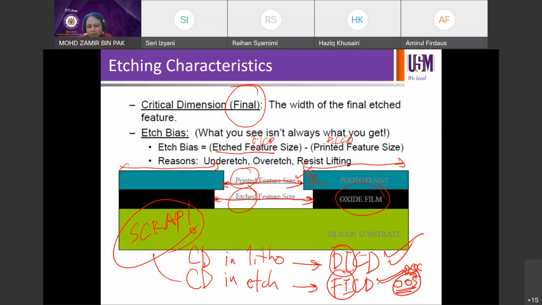Okay, there will be some bias, but you want to minimize the bias. There will be some bias due to many factors: under etch, over etch, resist lifting, or a non-uniform process or non-repeatable process. Hari ni dia etch 10 nano, esok dia etch 9.8, esok dia etch 11, lusa dia etch 8 nano. So it's not repeatable. You want it to be repeatable. Whatever you do in mass production has to be repeatable. Another word for this is reproducible.